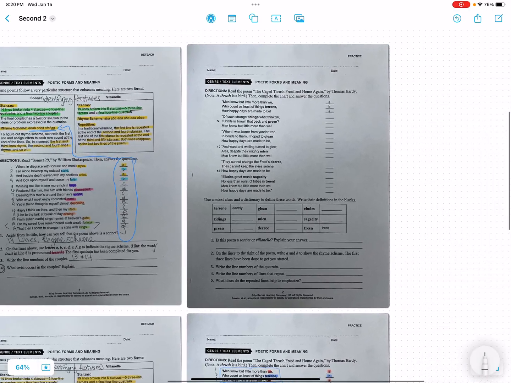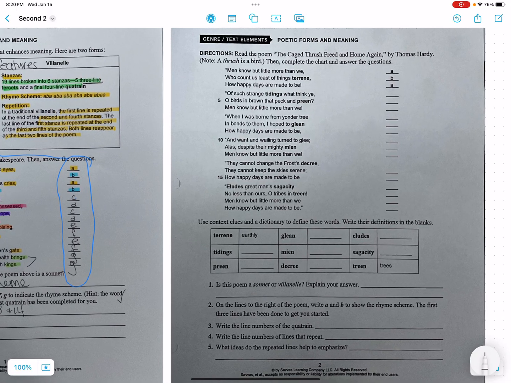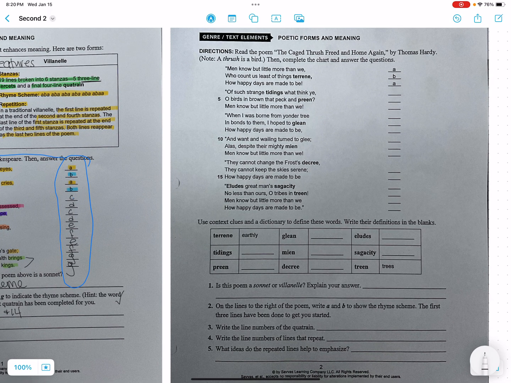Okay, so let's go over here to the back. I'm still going to leave that villanelle identifying features on the screen so we can still see it. Okay, so directions. Read the poem The Caged Thrush Freed and Home Again by Thomas Hardy. Note, thrush is a bird. Then complete the chart and answer the questions. We're going to do the chart together as a class, so when I get to that part, you need to pause the video and make sure you're paying attention with us in class. And I will let you know what to put where.